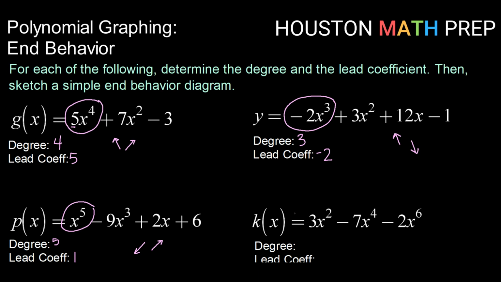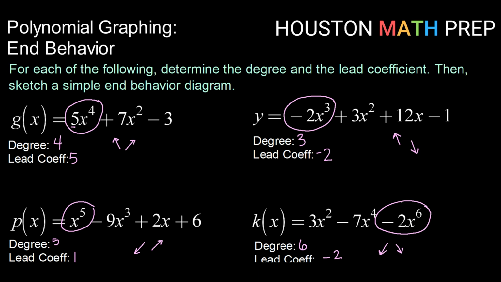And last but not least on this screen, k of x. Checking all my powers of x, I do see that this polynomial is not written in standard form, so my lead term is actually down here at the end. So my highest power of x, therefore my degree, is 6, and my lead coefficient is my constant multiplier for that one, which would be negative 2. With a lead coefficient of negative 2, that means my end behavior on the right is down, and with an even degree polynomial, I know that I should have exactly the same over on the left, so also down.